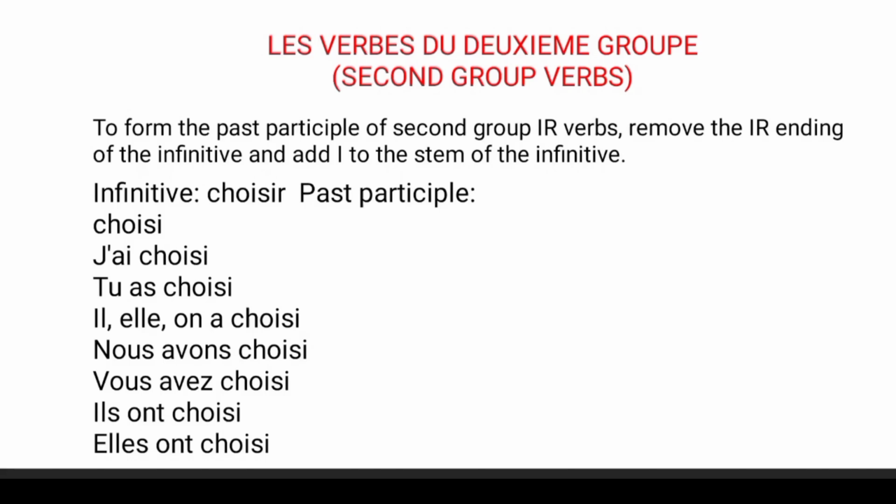And then we have j'ai choisi, tu as choisi, il a choisi, elle a choisi, on a choisi, nous avons choisi, vous avez choisi, ils ont choisi, elles ont choisi. That is how you conjugate it as well. It's not difficult to remove the r. You have your participe passé, conjugate your avoir in present tense, attach your participe passé to it, and you have the verb in passé composé.